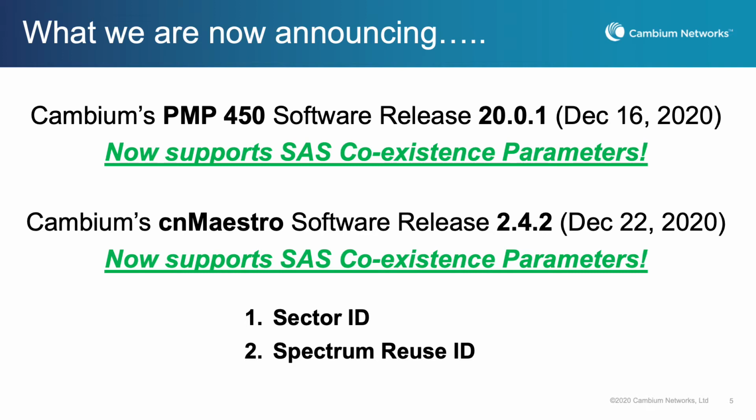Let's now take a look at the two coexistence parameters. They are called Sector ID and Spectrum Reuse ID. These are names that Cambium has selected for these parameters, and they are unfortunately named differently across regulatory bodies, and some SAS vendors do not support them yet, and we don't know the exact names they will be using. So we are using our own names to be consistent over regulatory bodies and over SAS vendors.